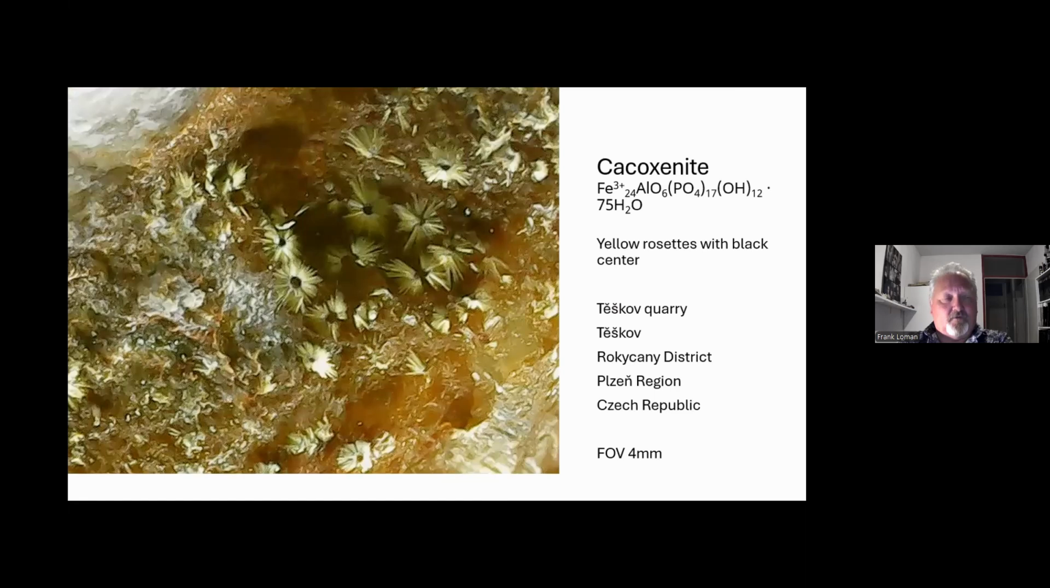Cacoxenite, well, you all have seen cacoxenite as radiating yellow spheres, but these are yellow rosettes with a black center, which probably is the nucleus. And this comes from the Teskov quarry in the Czech Republic.